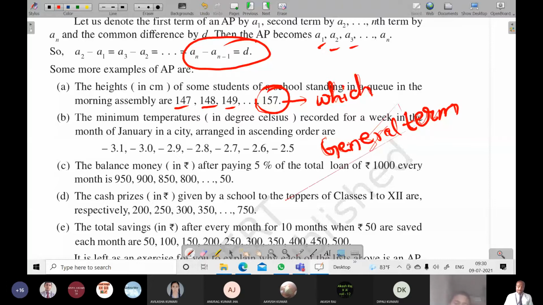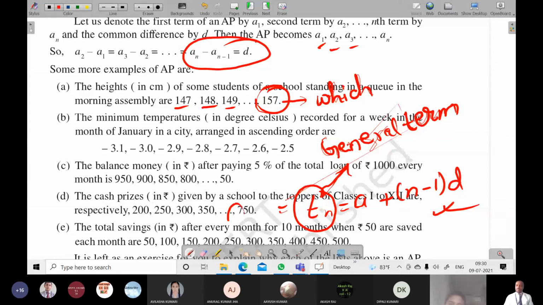Yes, Tn is equal to a plus n minus 1 into d. This is the formula to form the general term. Tn means only the general term. We can use an also for the general term, sir. Yes, we can use an also, of course, as an has been given. So Tn or an can be used.